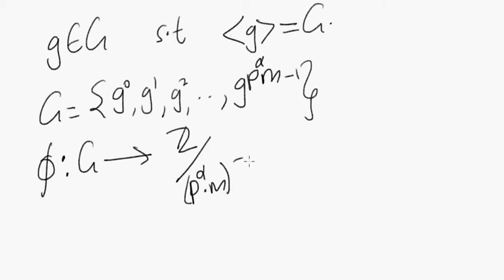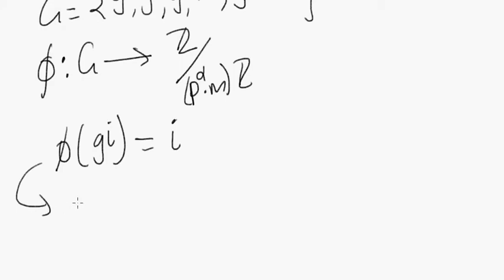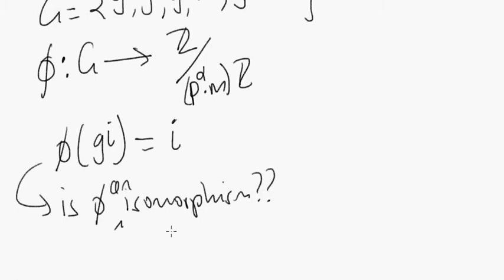And let's define the homomorphism as follows. Phi is going to take every element of the group, which is of the form g to the i for some integer i, and it's going to take it to the element i in Z mod p to the alpha times m Z. Okay? So please check that this is an isomorphism. It's not obvious, and please do not take Christian's word for it. Is phi an isomorphism? That's a gap to fill. Please decide for yourself whether it's true or not.